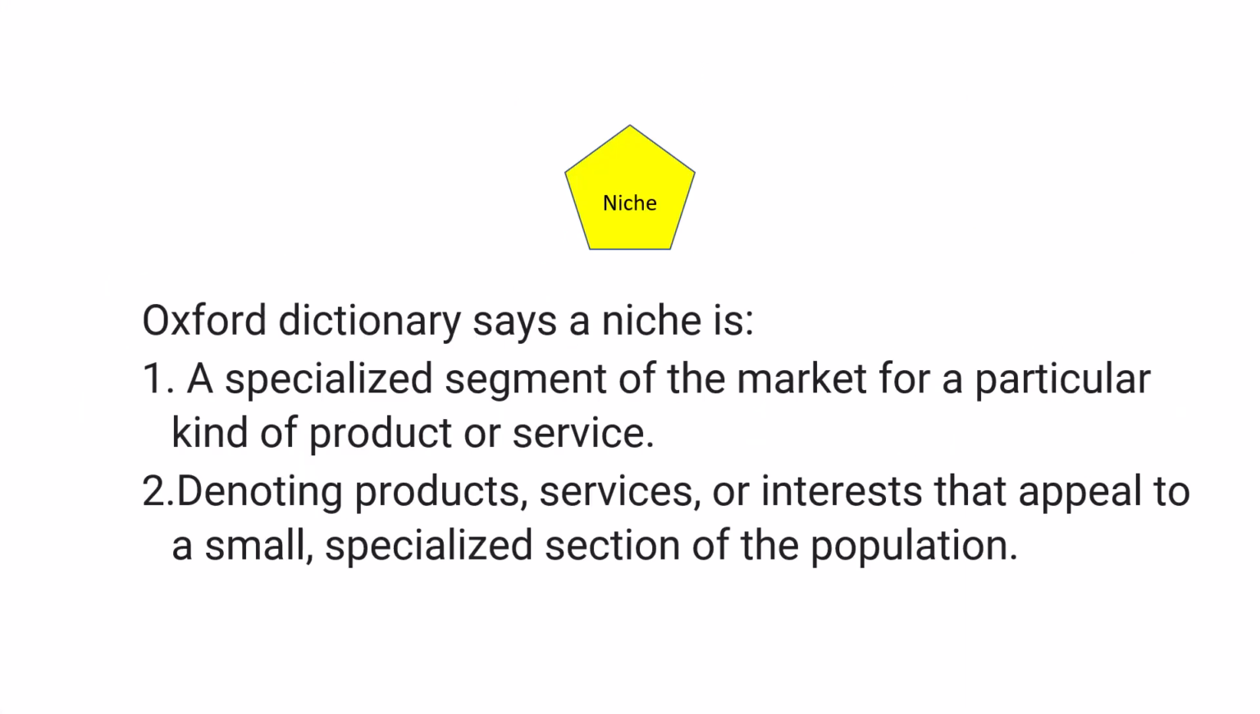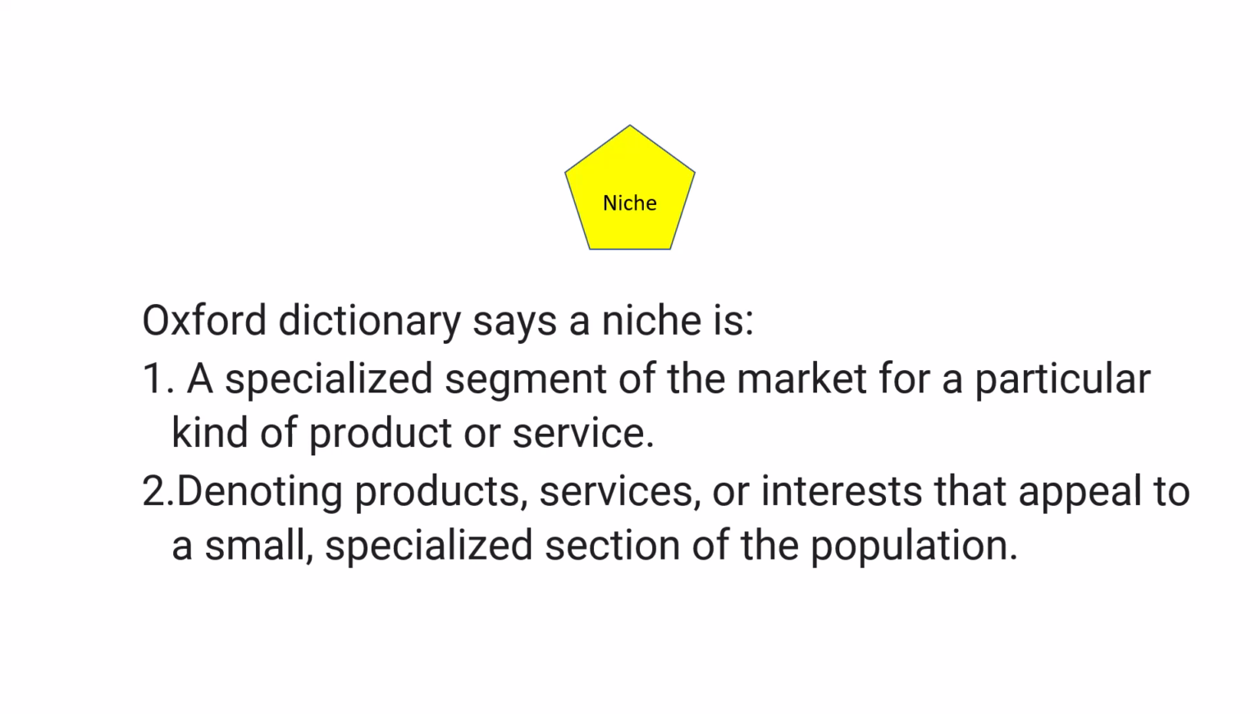Here are the basic components of an affiliate marketing business. The first is to find a niche. Oxford Dictionary says a niche is a specialized segment of the market for a particular kind of product or service, denoting products, services, or interests that appeal to a small, specialized section of the population.